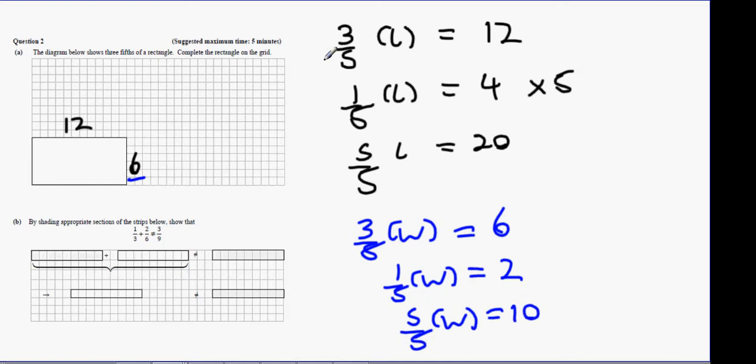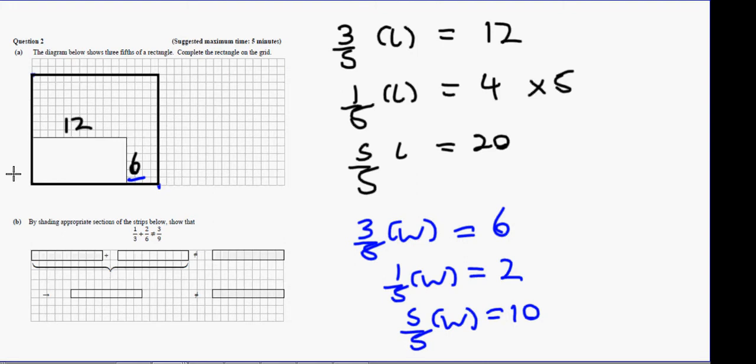You need to draw a rectangle 10 across and 20 up. 10 across is located here. 20 up, 1, 2, 3, 4 is located here. Then it doesn't matter how you draw this rectangle, and it should look something like this. Here's your rectangle there. Okay, happy enough with that?